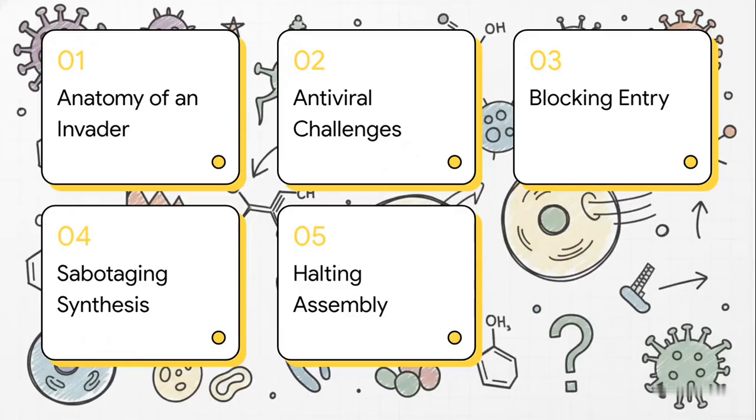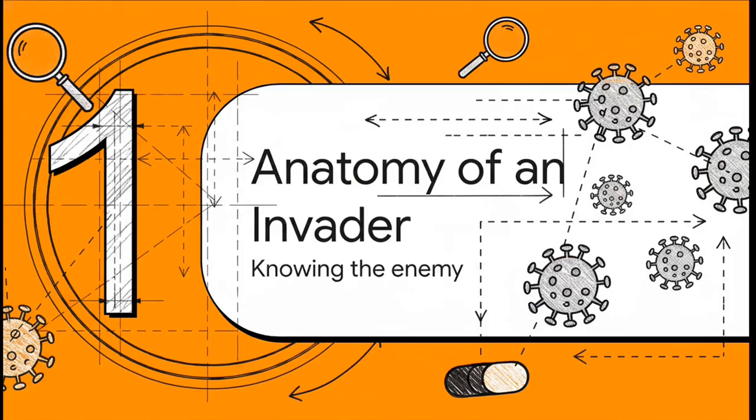So here is our game plan for today. We'll cover: 1. The anatomy of a viral invader. 2. The antiviral drug challenge. 3. Blocking entry and uncoating. 4. Sabotaging nucleic acid synthesis. And finally, 5. Halting assembly and release. All right, let's start with part 1, anatomy of a viral invader.